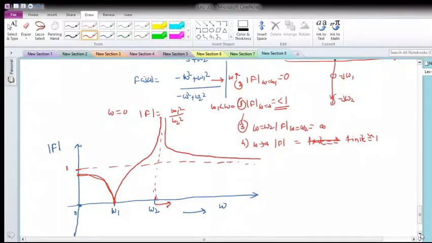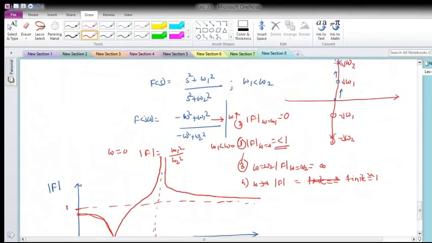And what about the phase response? At omega equal to omega 1, the magnitude is 0, and then it increases that way. Now to evaluate the phase: at omega equal to 0, the phase is 0, because there is only a real part. Then at omega equal to omega 1, due to the introduction of the pair of zeros on the imaginary axis, there is a jump of 180 degrees.